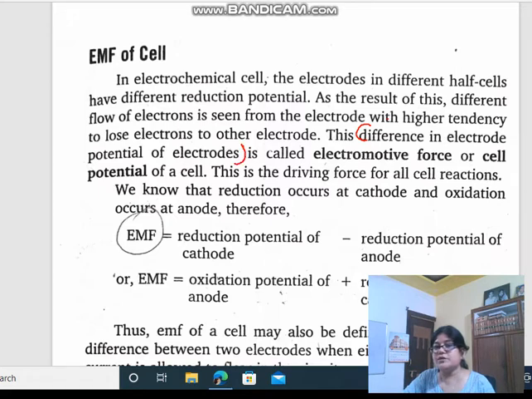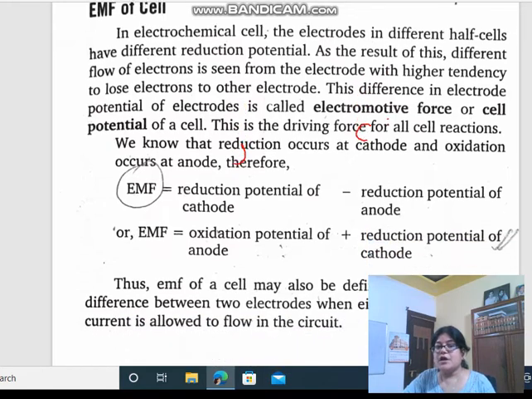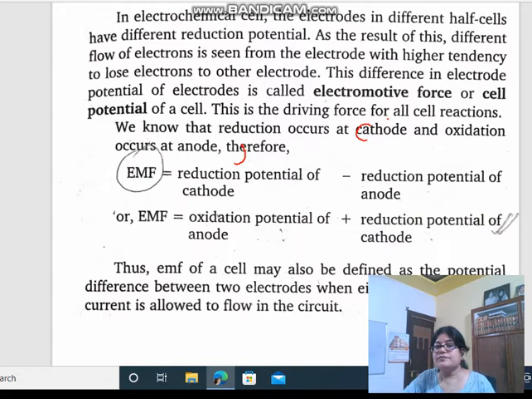Just watch only this section. Clear? So the difference in electrode potential of electrodes is called electromotive force. Clear? So how will we find the EMF? We find the EMF by subtracting the reduction potential of the anode from the reduction potential of the cathode.